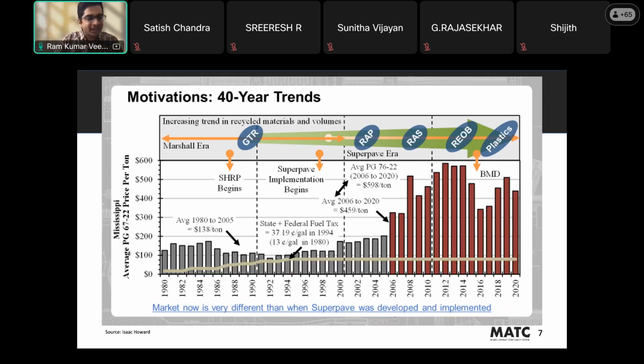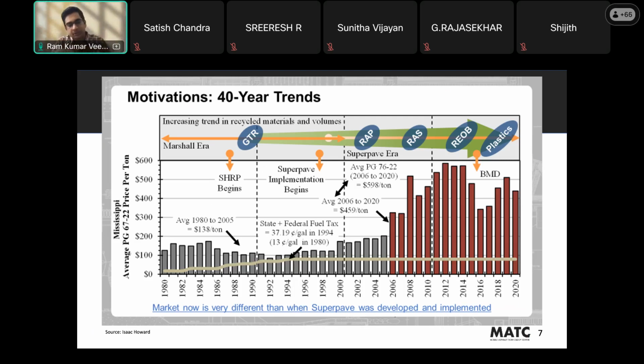So since 1980 all the way to 2020, it's a 40-year trend, and you could see on the vertical axis, it's the cost of a PG6722 binder per ton recorded in the state of Mississippi. The data is coming from the state of Mississippi, and on the x-axis you'd see the 40-year period.